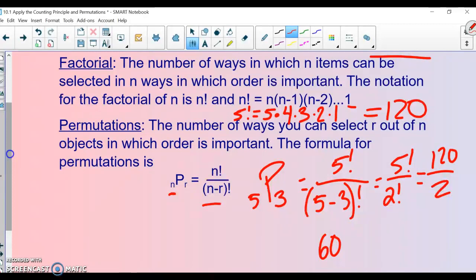Now there is a way for you to type this into your calculator. This one right here, 5p3. What you do is you first type in the n value, which is in this case 5, and then you will go back to that math PRB, and you will see NPR. NCR, that's for combinations, that's going to be in section 10.2. So it would be 5 NPR 3, and then you just push enter, and you would come up with the number 60.